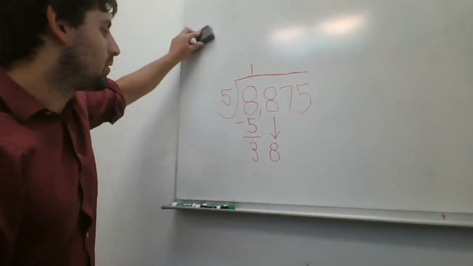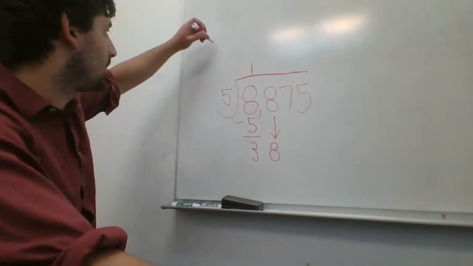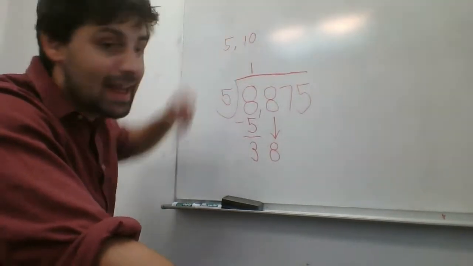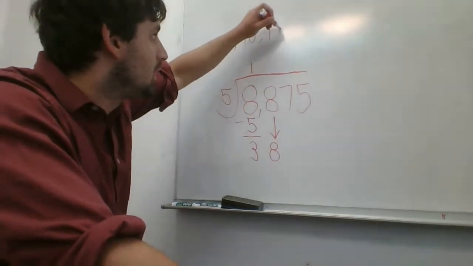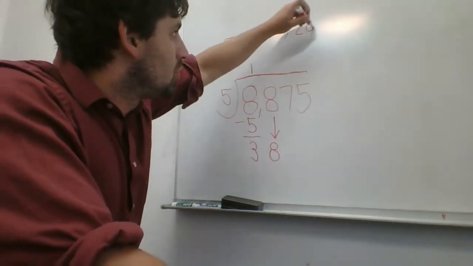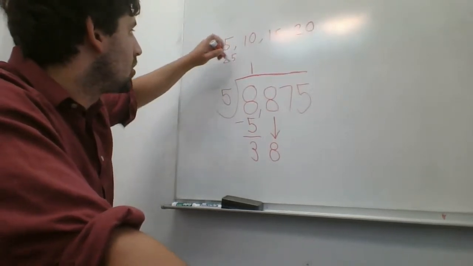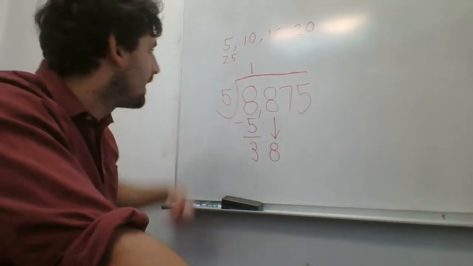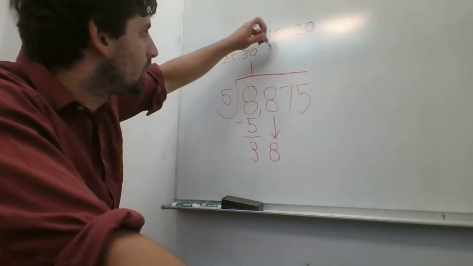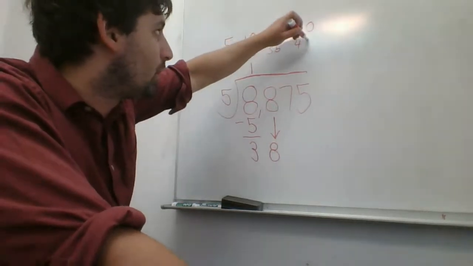Now I got to figure out how many groups of 5 I can get into 38. Again, there is going to be a remainder here, but I'm going to count by 5. So here we go. 5, that's 1 group of 5. 10, 2 groups of 5. 15, 3 groups of 5. 20, 4 groups of 5. 25, 5 groups of 5. 30, 6 groups of 5. 35, 7 groups of 5. If I count by 5 again, I'll be at 40, and that is too far.